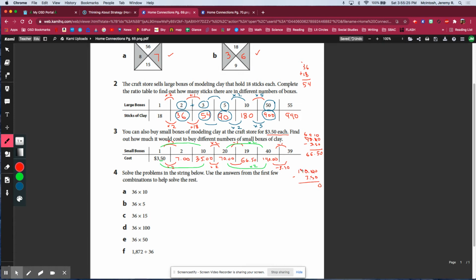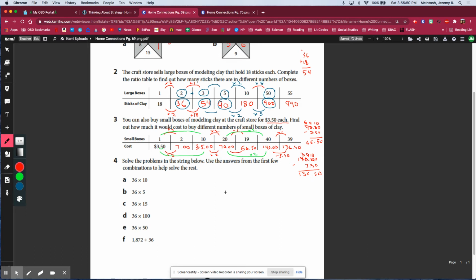Gonna borrow. Change that to a 3, change that 0 to a 9, and change this 0 to a 10. 10 minus 5 is 5. Decimal. 9 minus 3 is 6. 3 minus nothing is 3. And 1 comes down. So $136.50.